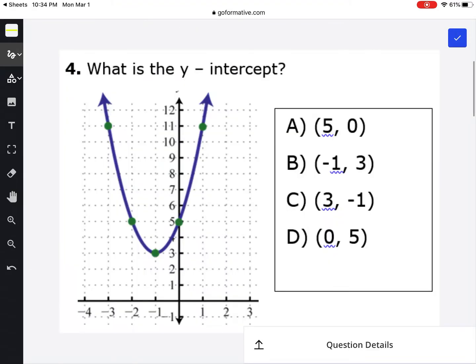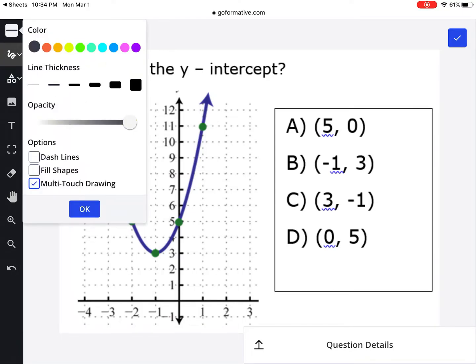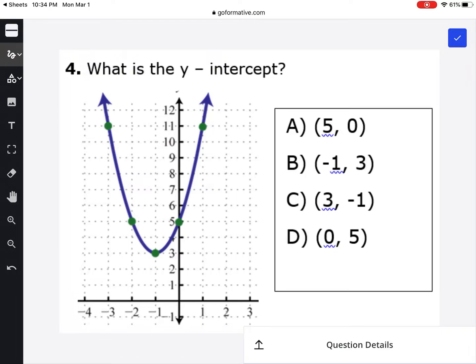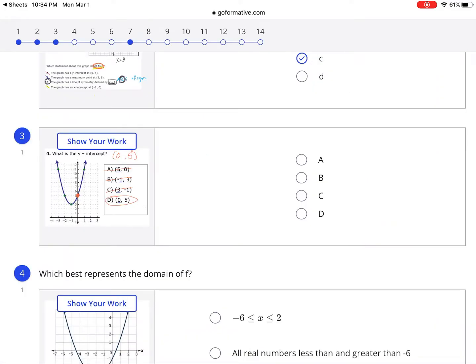Number 3. Number 3 says, what is the y-intercept? The y-intercept is the place where the graph touches the y-axis. Okay, so it touches the y-axis at the number 5. What I know about a y-intercept is that that 5 has to sit in the y spot of the ordered pair. So my answer is 0, comma, 5. Which one says that? Not A, not B, not C. Correct answer is D. Y-intercept 0, comma, 5.